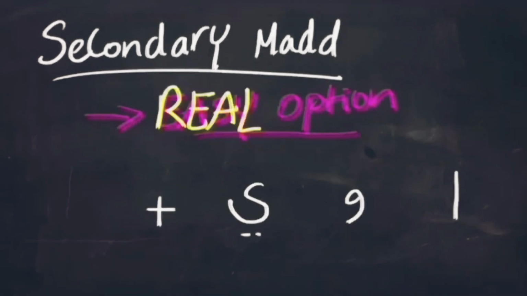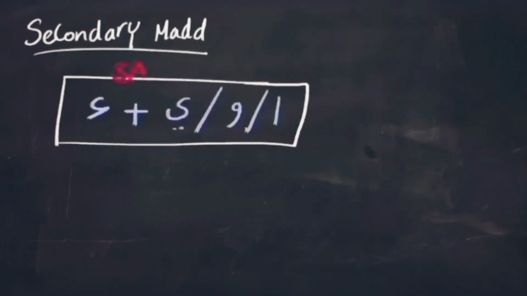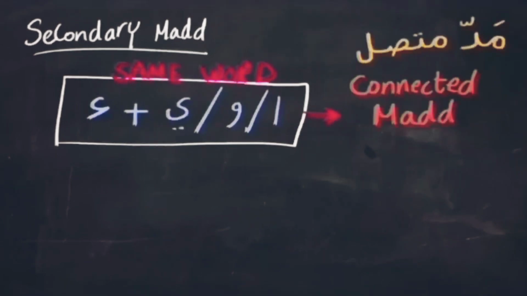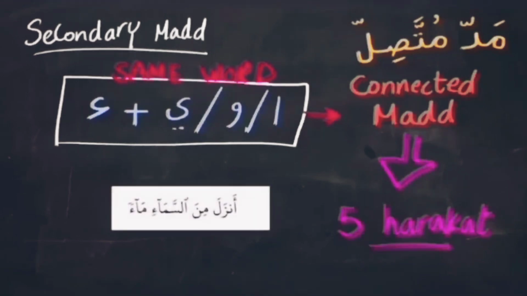Basically, secondary med is a long vowel, so alif, waw, or ya, followed by a hamza. If that long vowel and the hamza are found in the same word, we call it a connected med, med muttasil. And this med gets 5 harakat, like this.